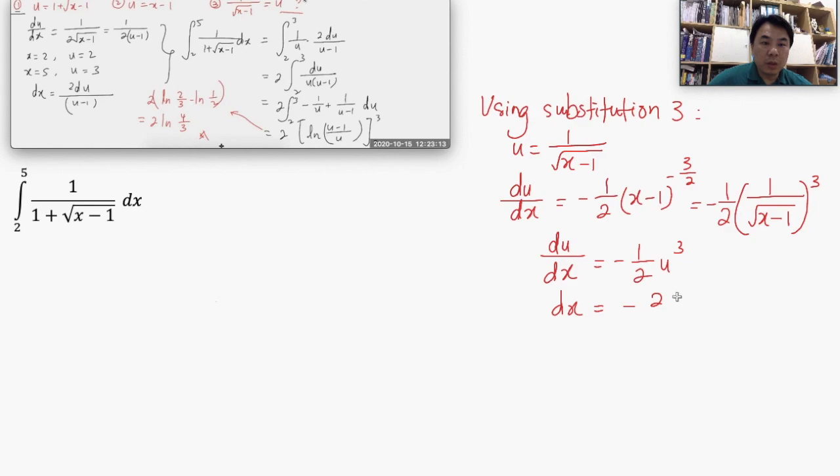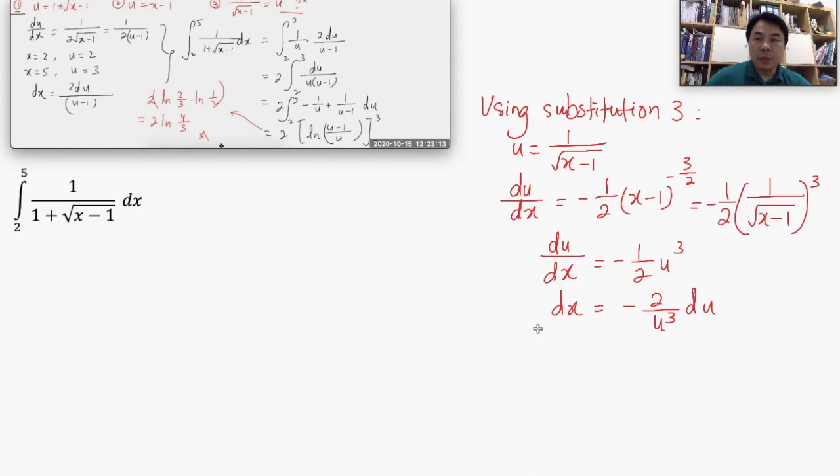Okay, I better do this correctly. So in this case, it's negative 2u cubed du. I hope I got it right. Let me see. Yep. Okay. So that will be the setup that we need.